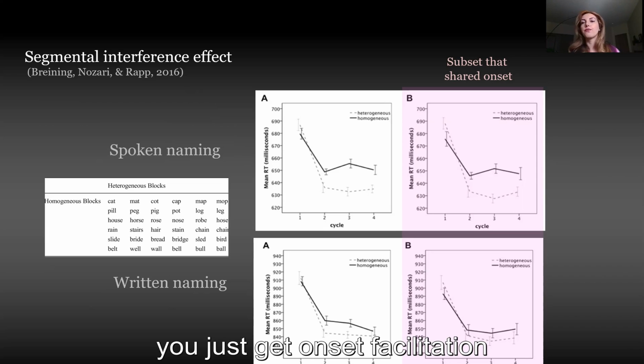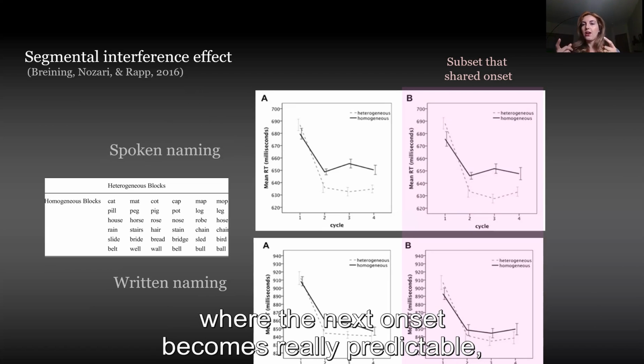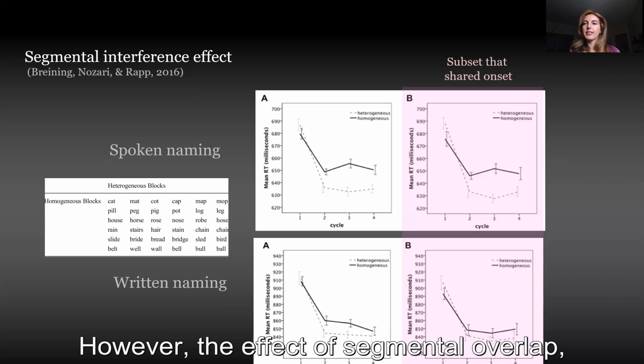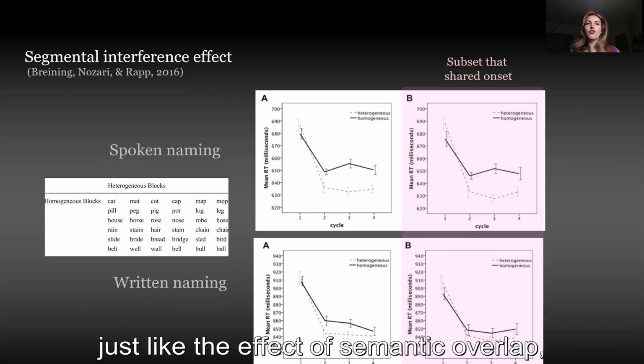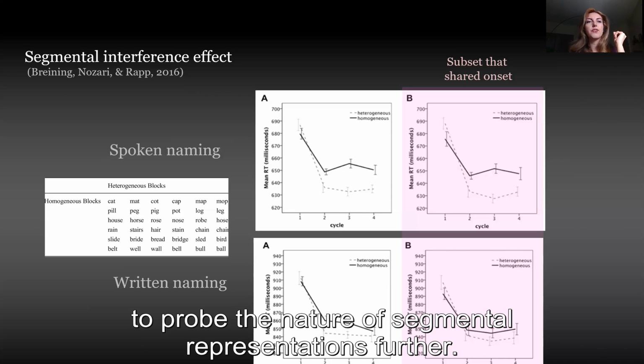You just get onset facilitation if you put people in a situation where the next onset becomes really predictable and then record RTs because they know exactly what's coming up. However, the effect of segmental overlap, just like the effect of semantic overlap, is primarily that of interference. So now we could use this effect to probe the nature of segmental representations further.